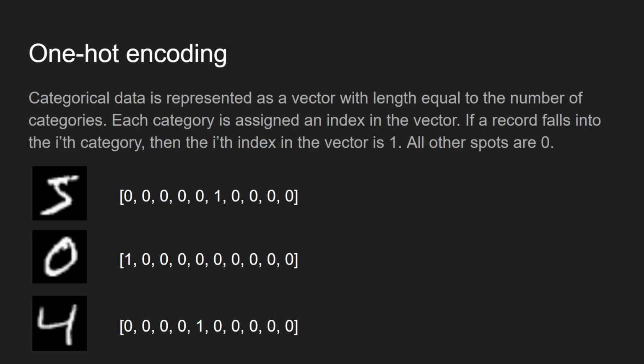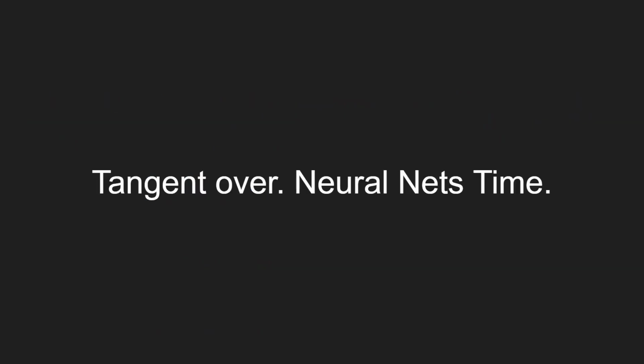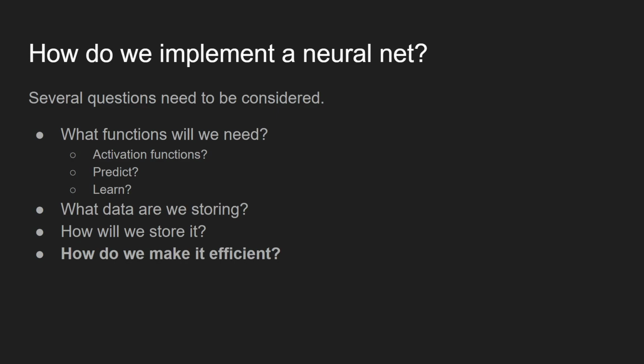These are the basic idea, though. The high-level concept is we want it to be such that there aren't any predefined relationships between these labels. We're just giving it the label and then letting it figure everything else out. So yeah, tangent over, neural nets time. Let's go. How do we implement a neural net?